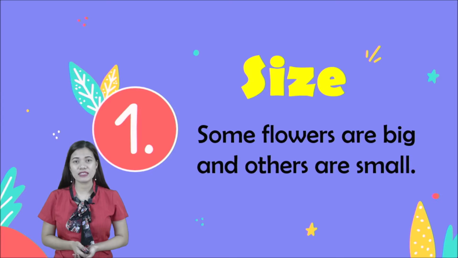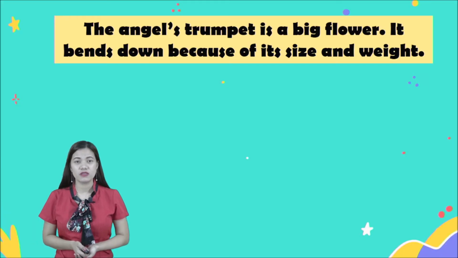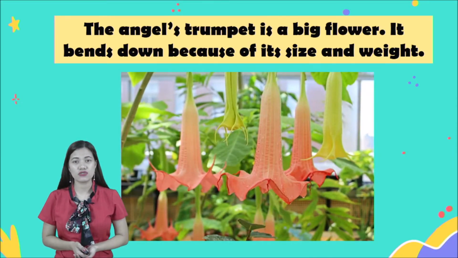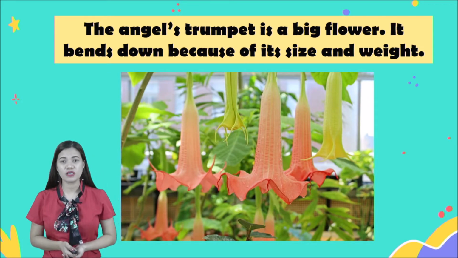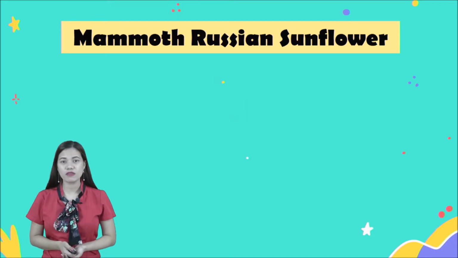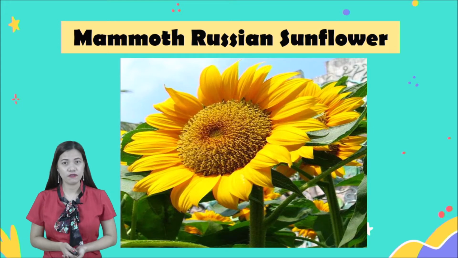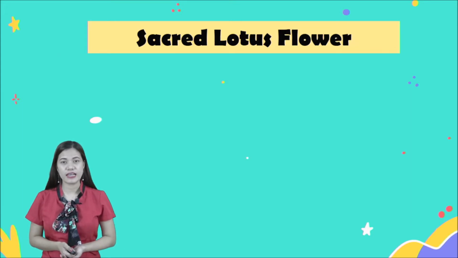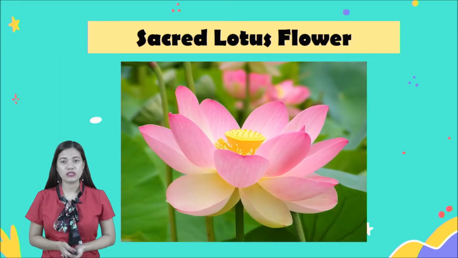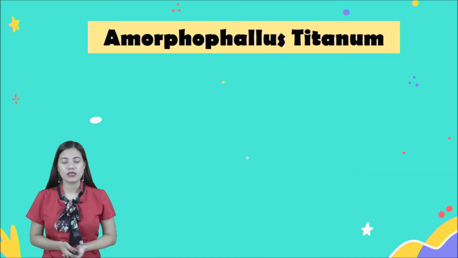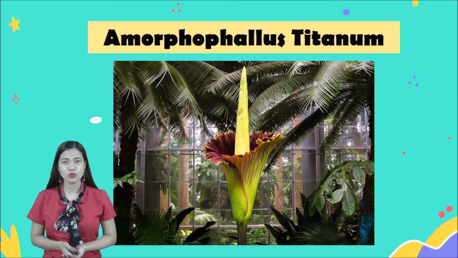Let us have examples of big flowers. The first one, we have the angel's trumpet. It is a big flower. It bends down because of its size and weight. Another example, we have the mammoth Russian sunflower. Another example, we have the sacred lotus flower. And then for the last example, we have Amorphophallus titanum. Those are examples of big flowers.